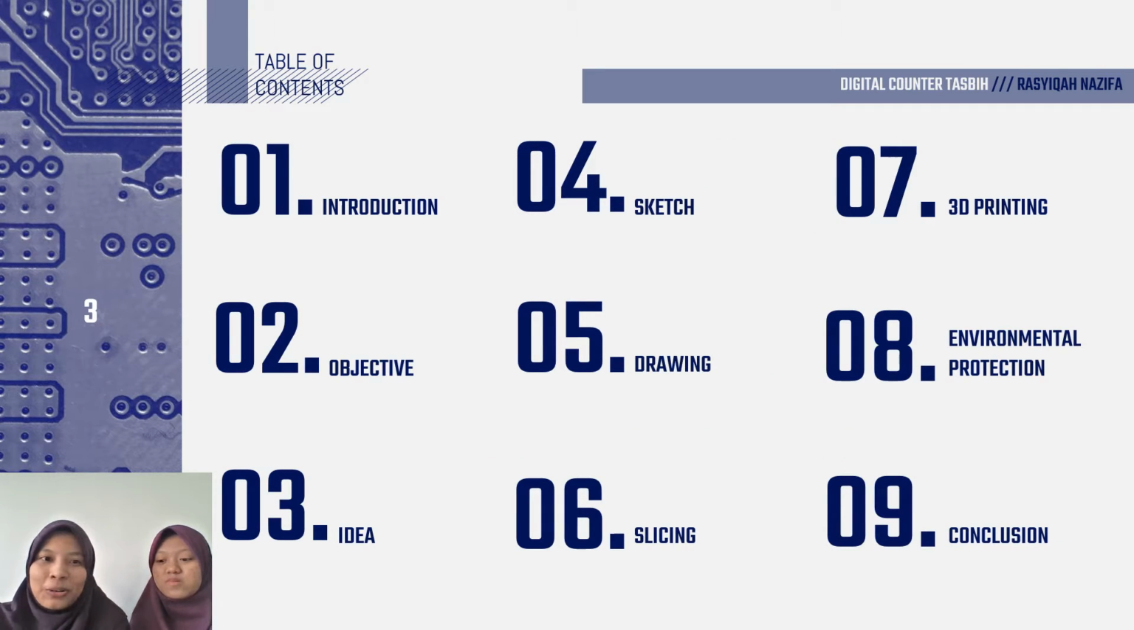So this is our content. First, we will explain about introduction. Second, objective. Third, idea. Fourth, sketch. Fifth, drawing. Sixth, sketching. Seven, 3D printing. Eight, environmental protection. And nine is a conclusion.